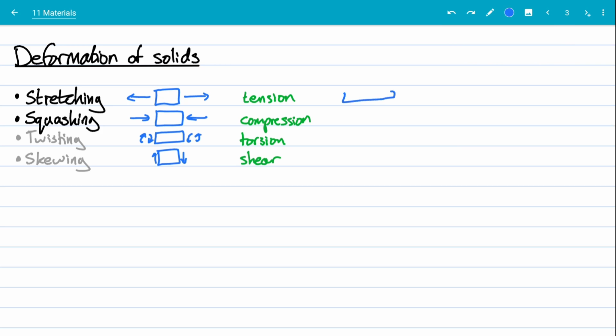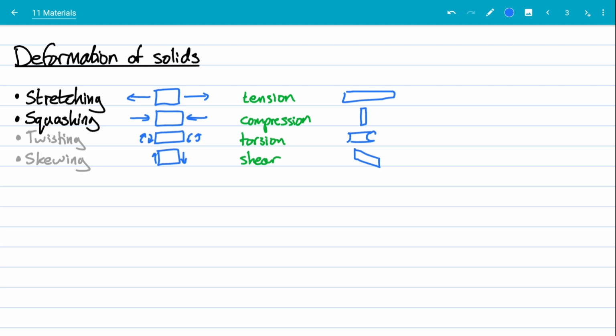Stretching will end up looking like this afterwards. Compression will end up looking like this afterwards. Torsion will end up, well, how on earth am I going to represent that in 2D? I'm going to struggle. But shear would end up looking like this. It's kind of one side has been sheared and the other side has been sheared in the other direction. Something like that. Torsion is a really difficult one to draw, but you know what twisting looks like.